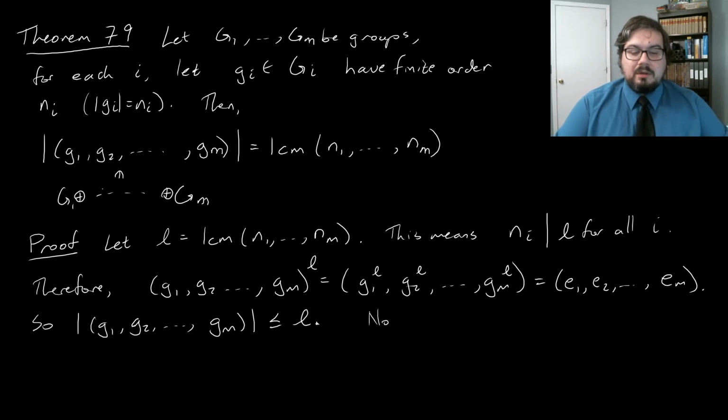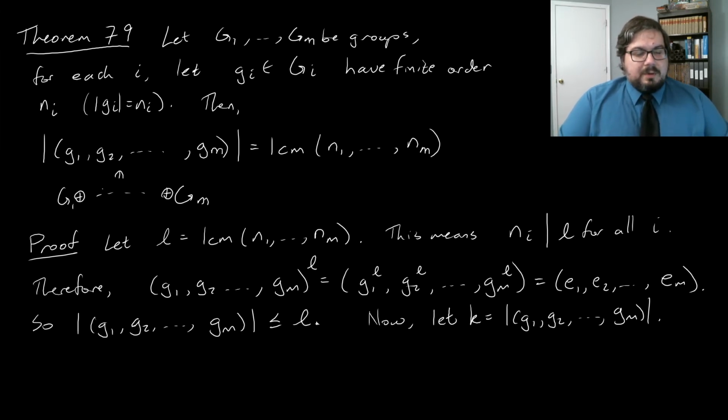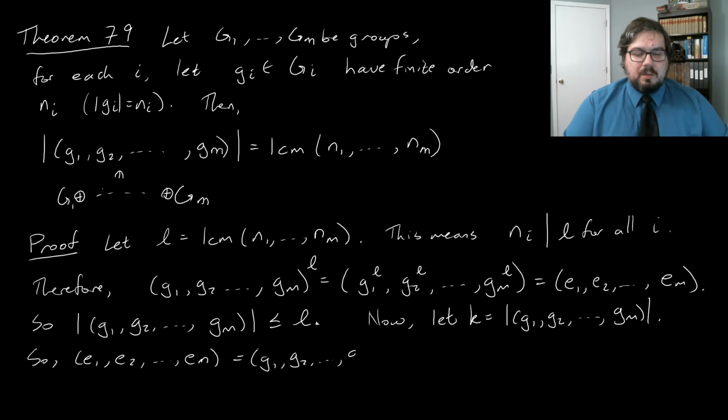So now let's suppose, for convenience, I want to let K be the order of G1, G2, up through GM. Should probably have done this earlier just to simplify notation a bit. We have that the identity E1, E2, up through EM is equal to G1, G2, up through GM raised to the K. That's part of what it means for K to be the order of this element.